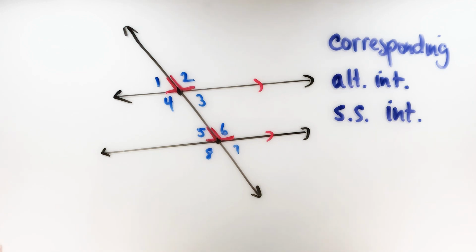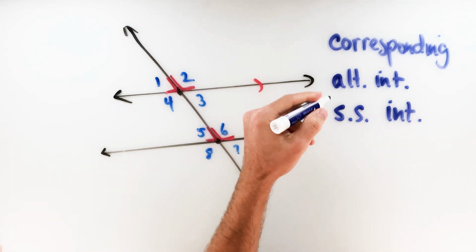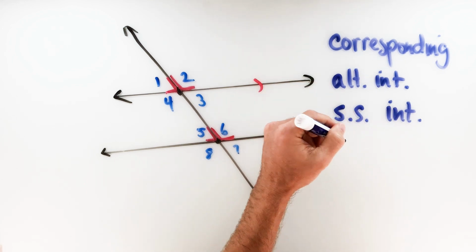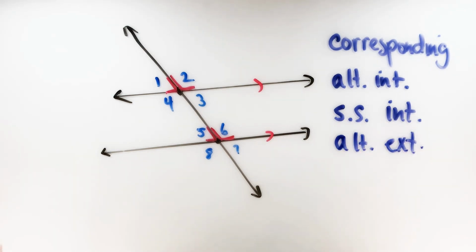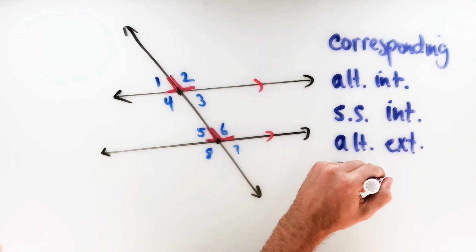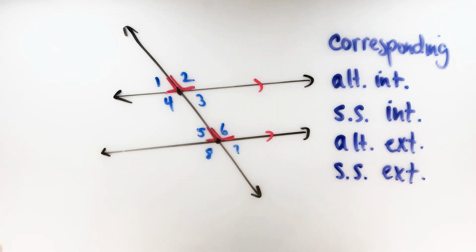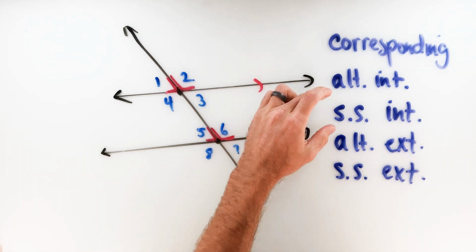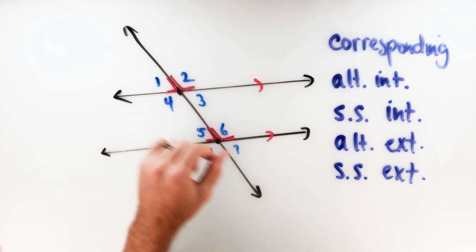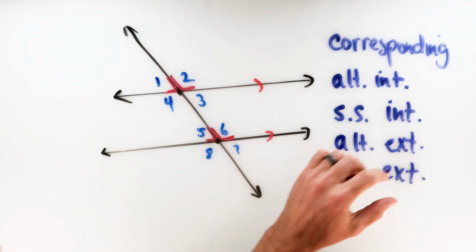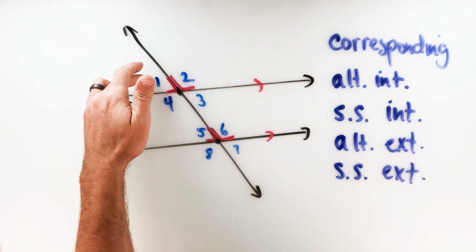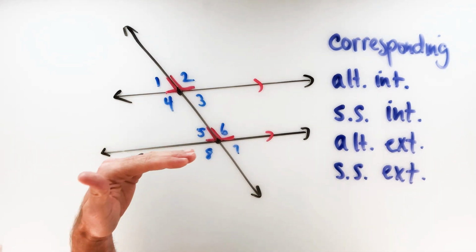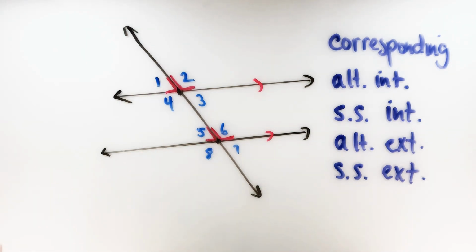Okay, the next two, I'm going to do these together because I think by now you're going to get the picture here. So I've got alternate interior, same side interior, and then the last two we're going to go with alternate exterior, and then same side exterior. Okay, so the interior angles, we were staying in between the parallel lines. The only difference now with exterior is that we're going to be outside the parallel lines. So the four angles that we're looking at here now are 1, 2, 8, and 7. Those are outside the parallel lines.